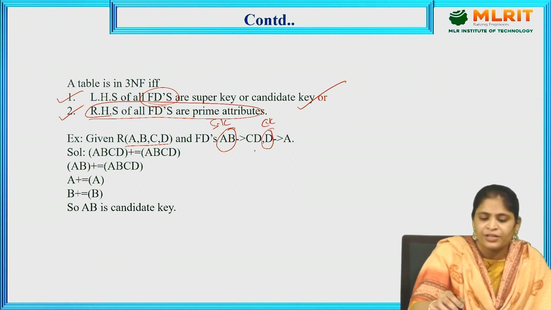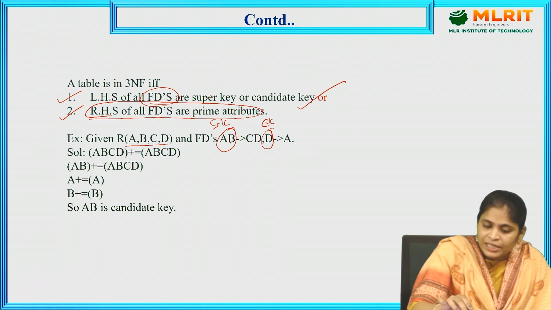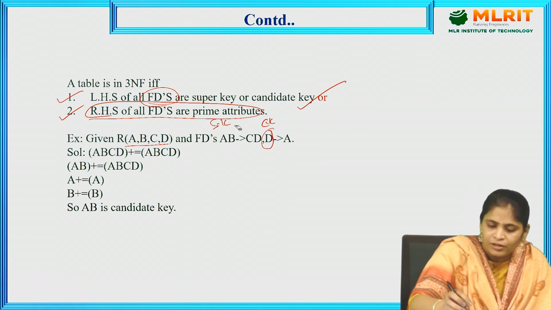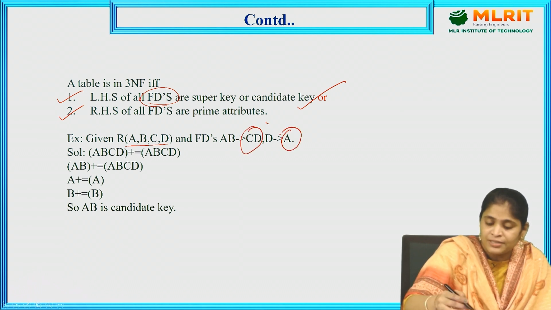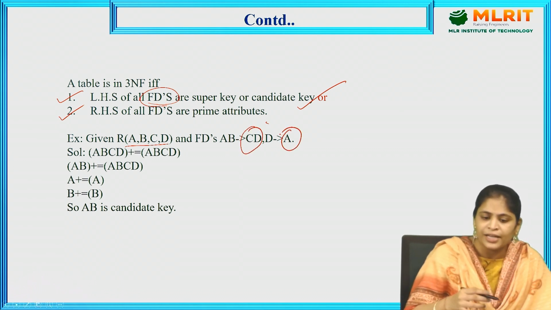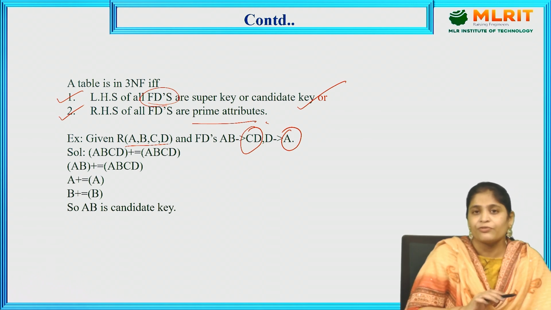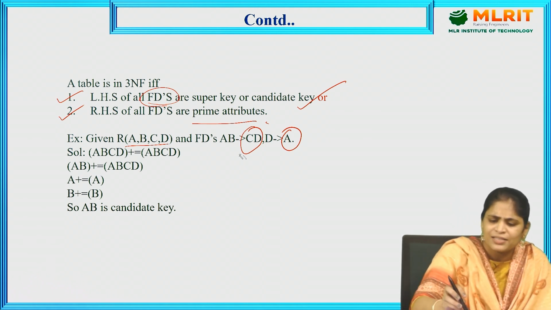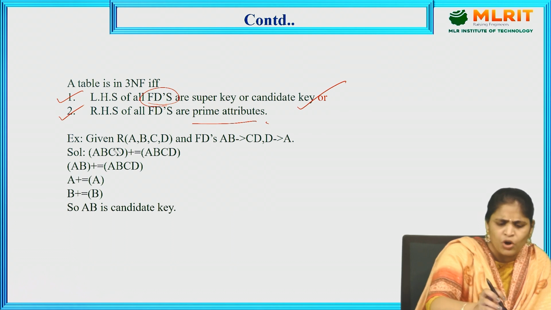RHS of all FDs are prime attributes. Either the LHS must be a super key or candidate key, or the right hand side, that is the RHS, must be prime attributes for all FDs. You need to check these 2 points. Clear? So let us discuss this with a small example.